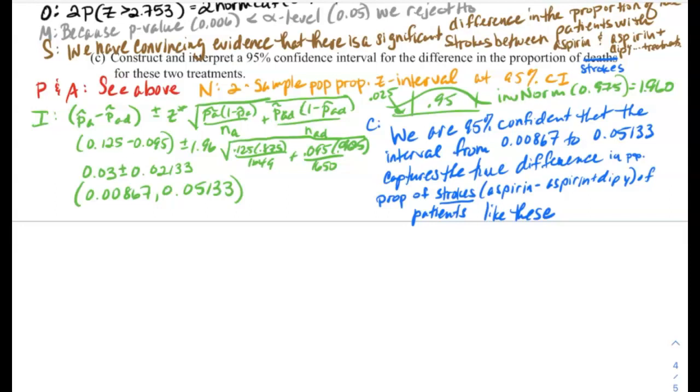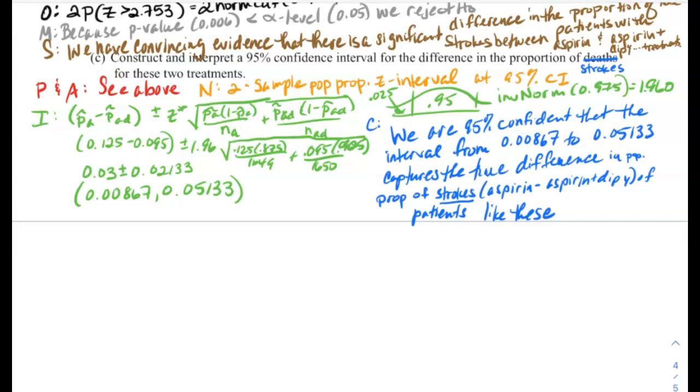So I went back up to the title to grab the sentence, and I realized it said proportion of deaths. And I just about died because there's no way I'm going to rewrite all of this again for death. So I just changed the words to stroke. We'll just pretend it's strokes instead. So aspirin minus aspirin plus whatever that DIPI treatment is, of patients like these.